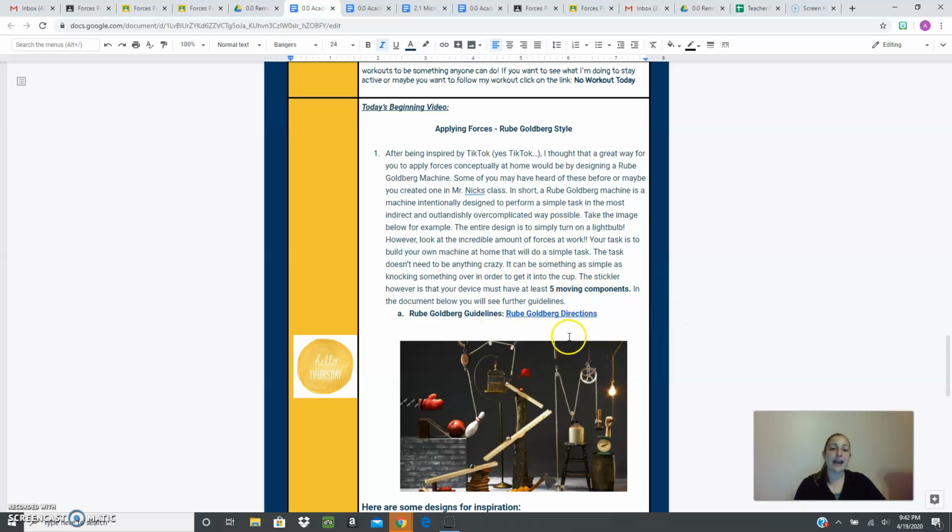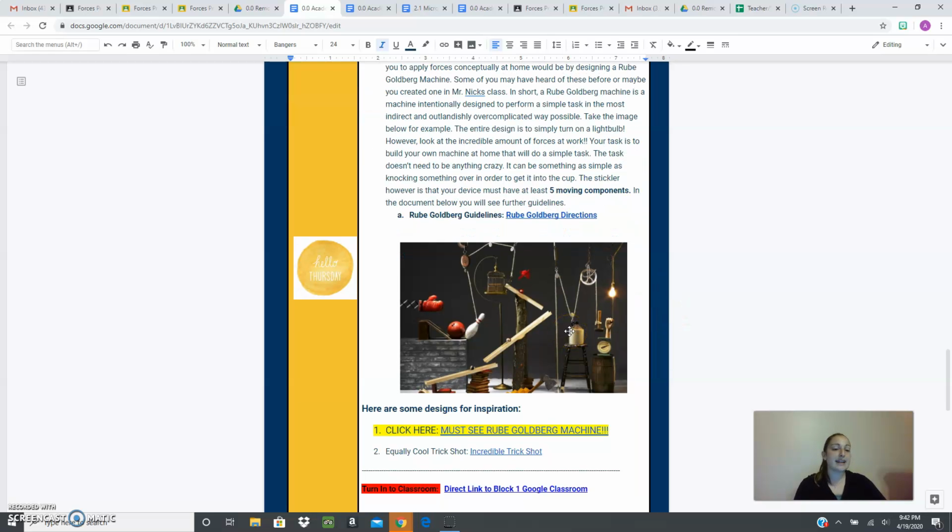The directions have been linked. You will notice that I ask you to make 5 moving components. And I did give you some inspiration down here. Now, you may or may not know what a Rube Goldberg machine is. You will from the different information that's been posted.